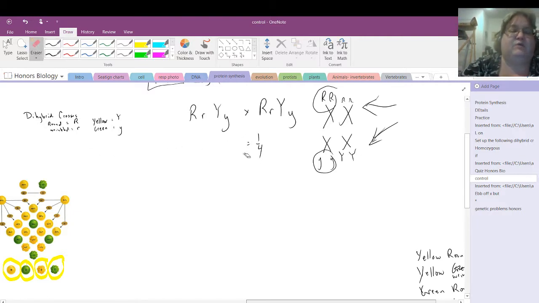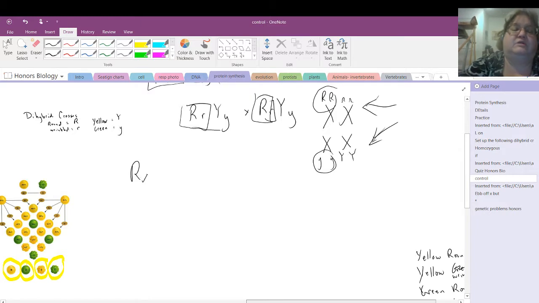We can say, well, look, all I need to understand is what's the probability of getting round, and then what's the probability of getting green. And once I know that, I can just multiply those two together. So here's a little trick. We've set it up as a dihybrid cross, but why do we need to work on it as such? So the little trick is, pull these chromosomes out and make our monohybrid crosses.